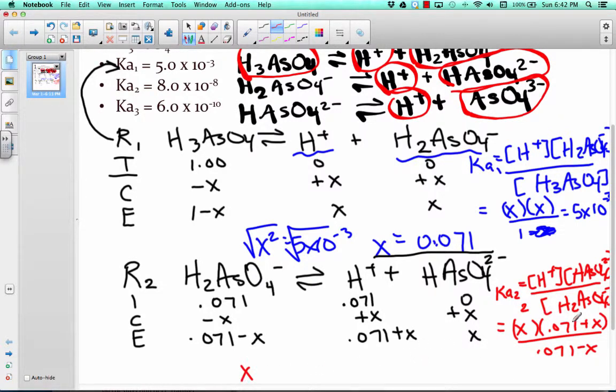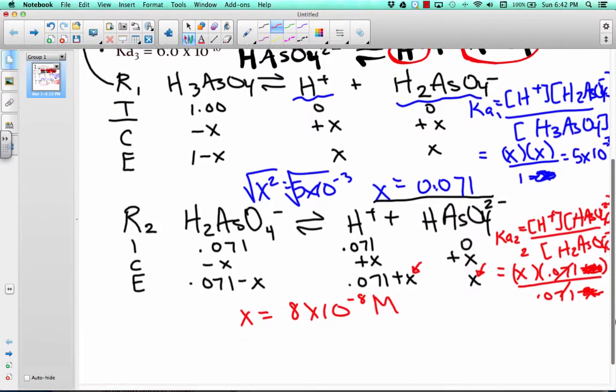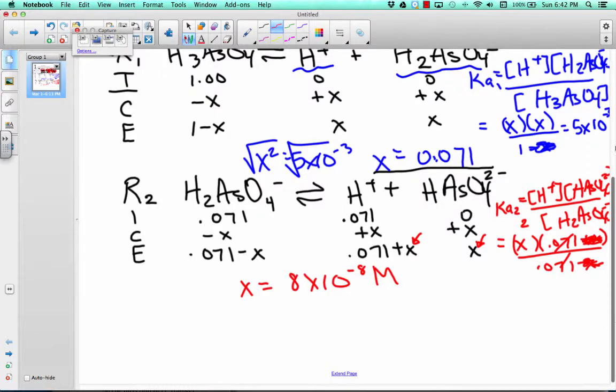So, again, I have a small Ka. We can say that these X's here are not going to change the value of the 0.071. So X is going to be equal to, and these cancel away, 8 times 10 to the minus 8 molar. So we'll add that to the hydrogen we already had, and we'll use that as our starting value of the hydrogen arsenate ion for the third dissociation.